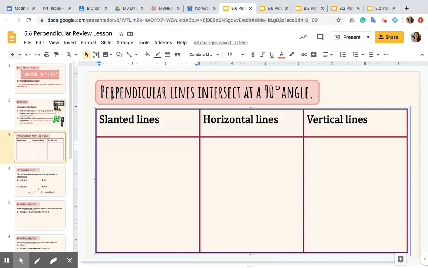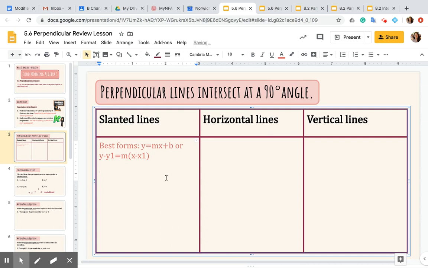All right, so for slanted lines, again, the best forms, plural, are going to be slope-intercept form, y equals mx plus b, or point-slope form, y minus y1 equals m parentheses x minus x1. And just like last time, these are the best forms because you can see the slope. It's important that we know what the slope is.